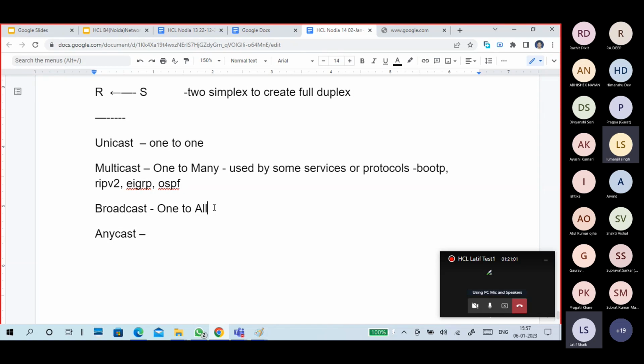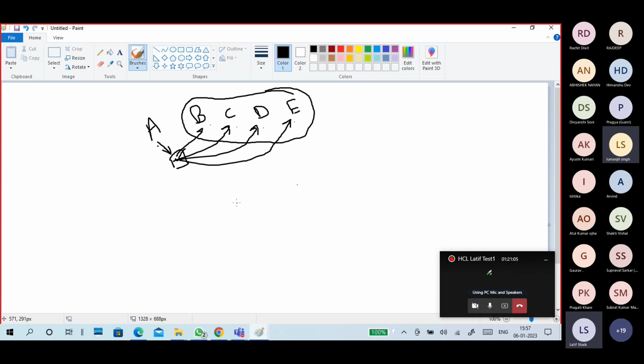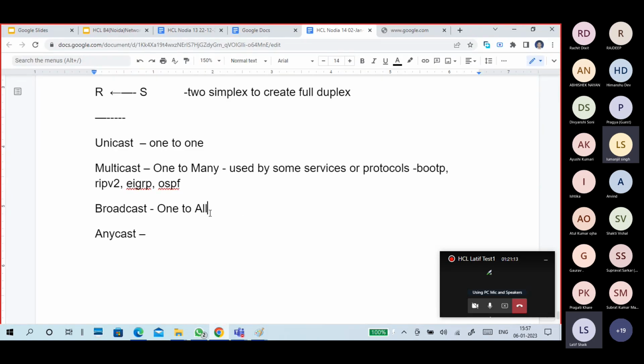Broadcast to all, broadcast to everyone. So it is not a proper destination. Those who are connected, send to everyone. Broadcast. No specific destination is there.